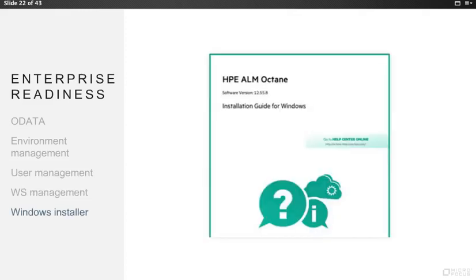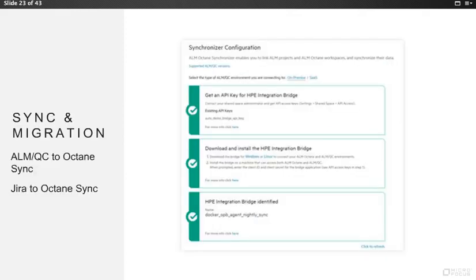And as I mentioned, Windows installer, a key ask from many of our enterprise customers, to ensure that we have support for IT policies which have been validated with Windows. They wanted this as the primary delivery mechanism. In addition to our existing synchronizer, as I mentioned, the Jira synchronizer is available as well.